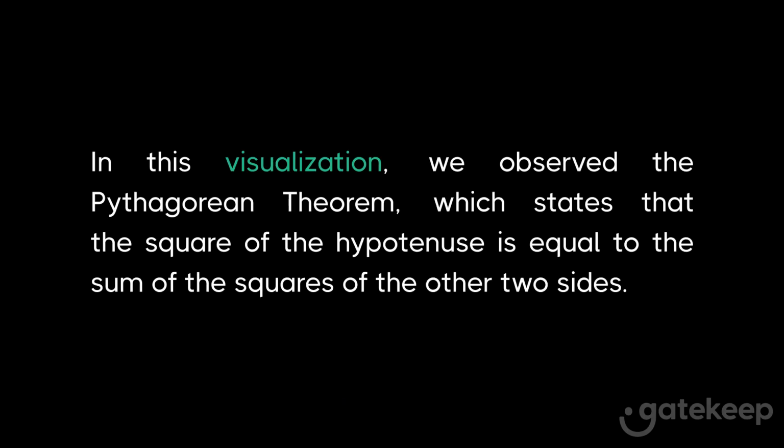In this visualization, we observed the Pythagorean theorem, which states that the square of the hypotenuse is equal to the sum of the squares of the other two sides.